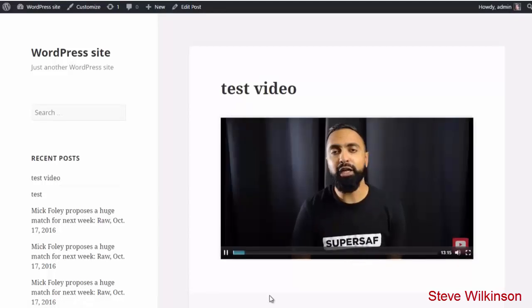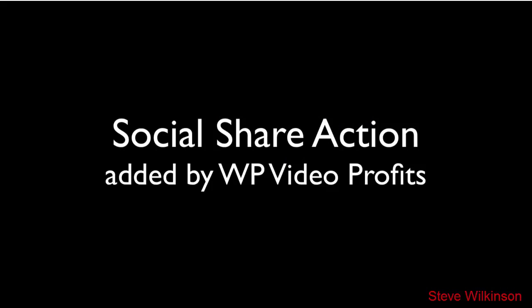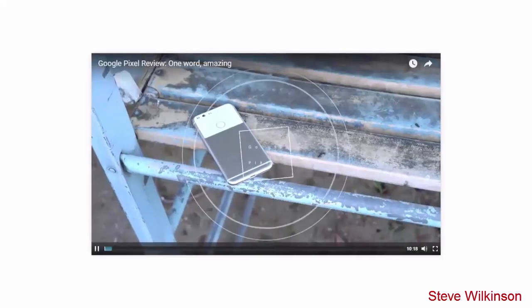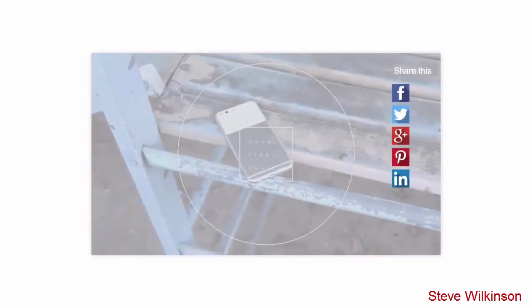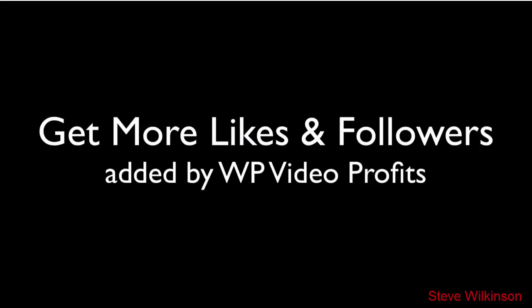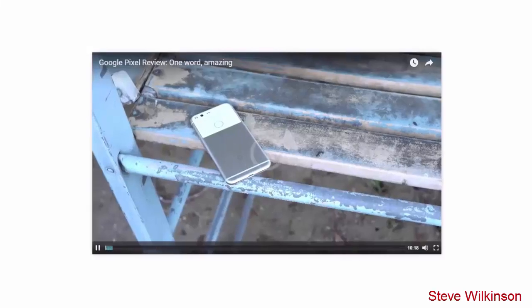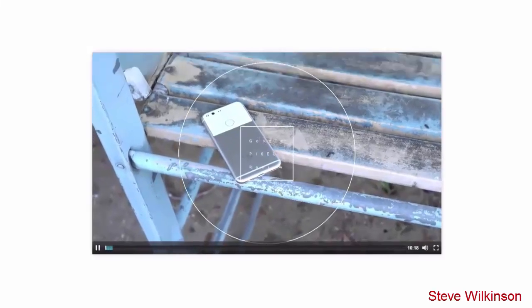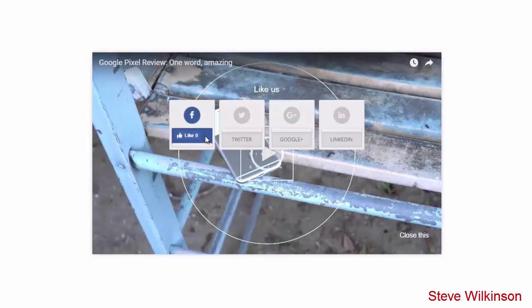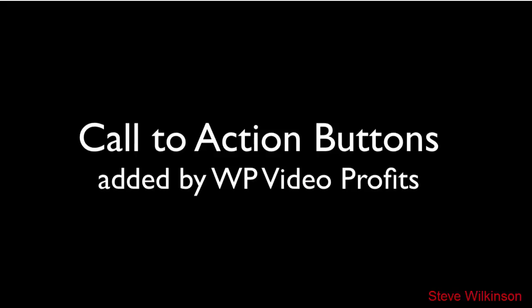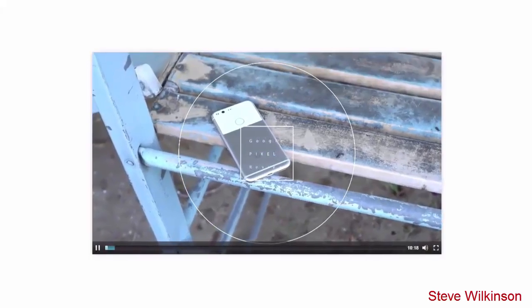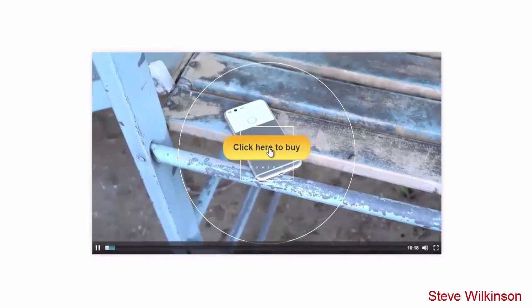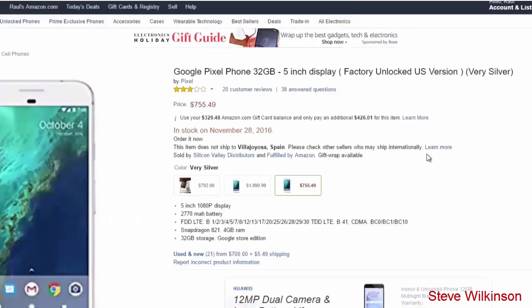That is just one of the 10 powerful actions that you can add to videos with this amazing new plugin. You could force visitors to take social actions too by sharing your post across Facebook, Twitter, Google, Pinterest, or LinkedIn. Or you can also use the like box action to make visitors like your fan page or follow you on Twitter before they can watch the full video. You could even add call to action buttons at any point in the video. This is perfect for Amazon product review videos or adding a buy button to sell something right inside the video.